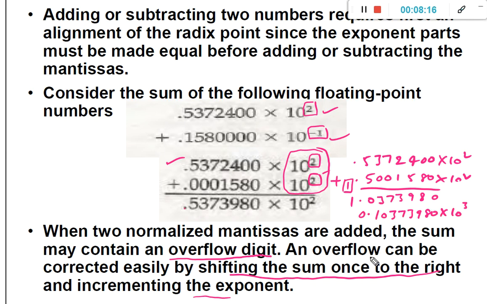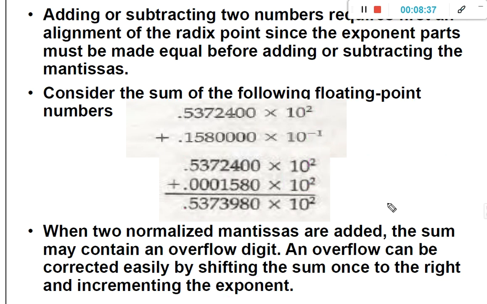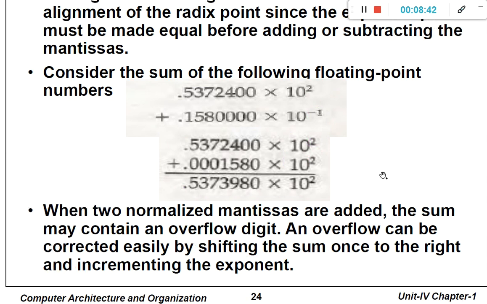So whenever the addition operation is performed, there is a possibility of occurrence of overflow. If overflow has occurred, then we need to once again normalize the result by shifting the sum once to the right and incrementing the exponent value. So this is how we are going to perform the addition operation. Similarly, we can perform the subtraction operation also.